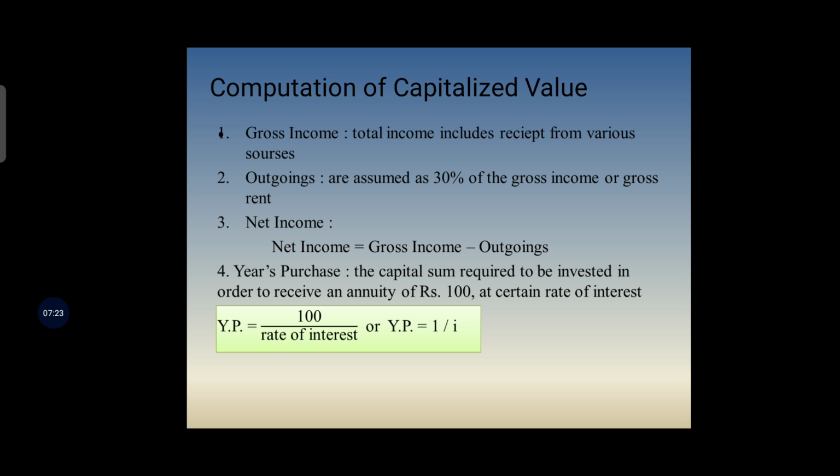Then the next one is year's purchase. It is defined as the capital sum required to be invested in order to receive an annuity of ₹100 at a certain rate of interest. So the formula is YP, that is year's purchase, is equal to 100 divided by rate of interest, or YP is equal to 1 divided by i. Okay, so this is the formula for year's purchase.